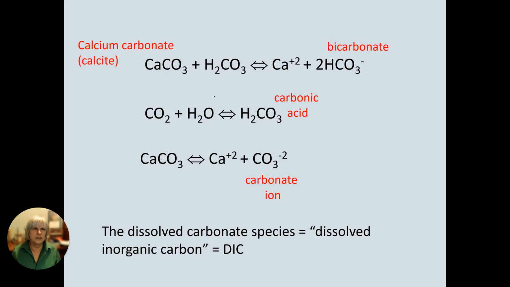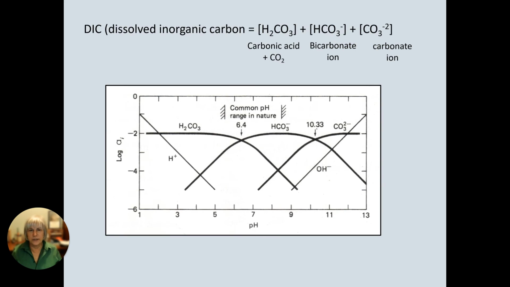inorganic carbon. So if I look at a water system and I say, what is the inorganic carbon? By that I mean we're not looking at organic molecules, but we're looking at inorganic molecules. And we can define that DIC as the dissolved inorganic carbon. And the dissolved inorganic carbon is just the sum of all of the carbonate species. So we've got DIC is equal to the concentration of carbonic acid plus bicarbonate plus the carbonate ion.